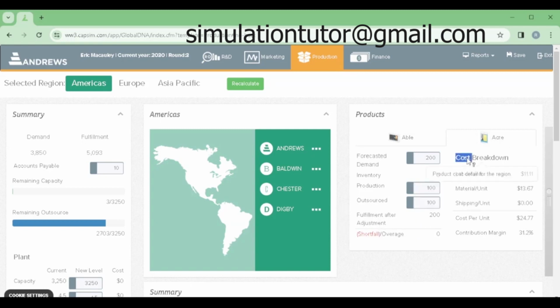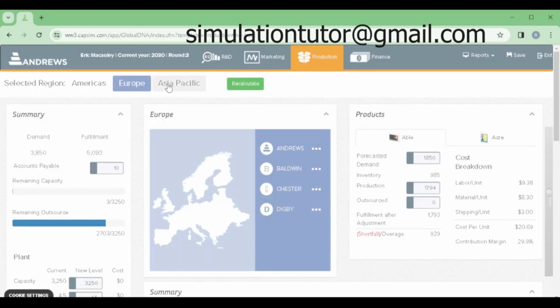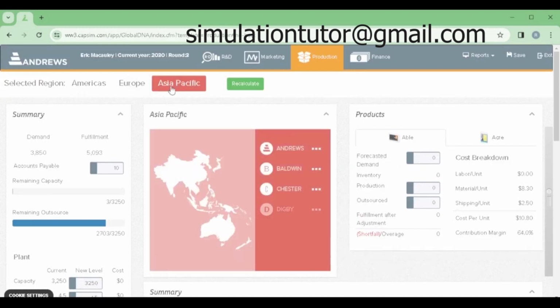On the other side, you have the cost breakdown, with the labor per unit, the material per unit, the shipping per unit, the cost per unit, and lastly the contribution margin for each and every product. We have all that for all our three markets, and all three markets almost share the same layout. You also have another one for Asia, where you see the number of products forecasted, the production rate, and the number of products to be sourced.